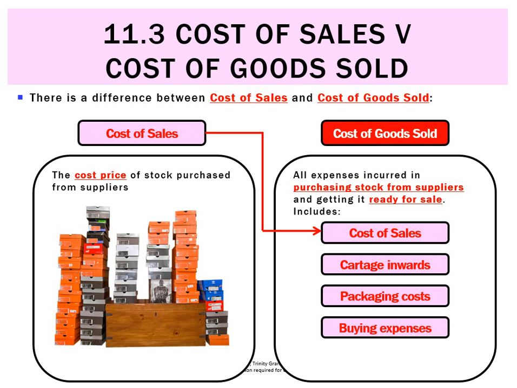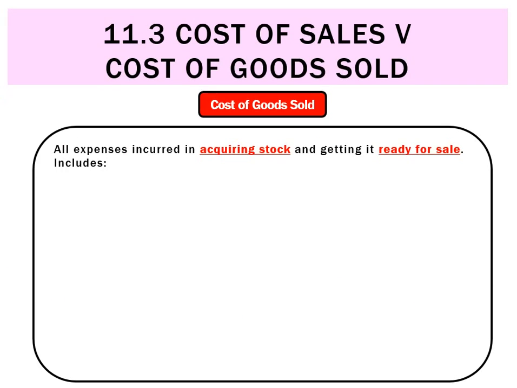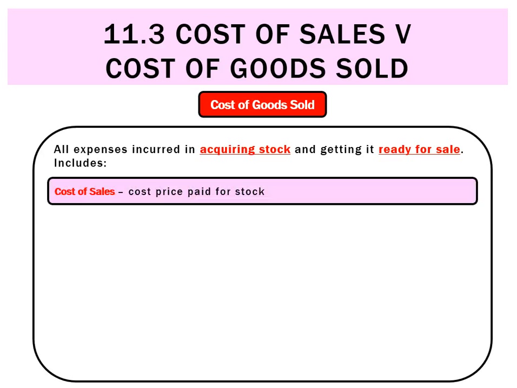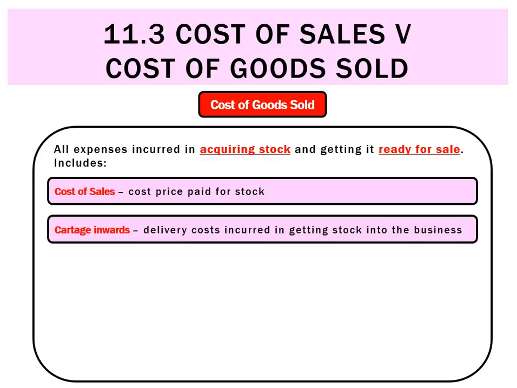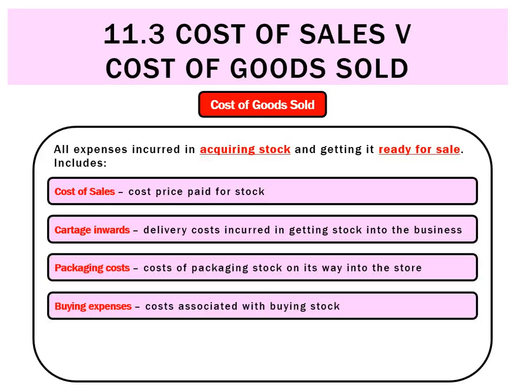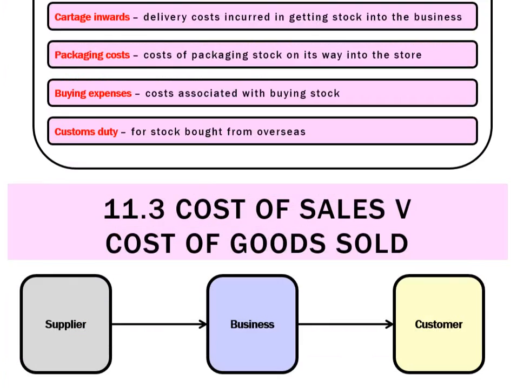Buying expenses, so any buying expenses we incur in purchasing stock and getting it ready for sale, that'll be a cost of goods sold. And lastly, we could have customs duties. That's a cost incurred in getting things imported from overseas. So if we're selling things that we've imported from China, for example, any customs duty, that's an expense incurred in purchasing stock from suppliers and getting it ready for sale. So that'll be a cost of goods sold. Let's solidify it as a definition. Cost of goods sold is all expenses incurred in acquiring stock and getting it ready for sale, and includes the cost of sales, the cartage inwards, the packaging costs, the buying expenses, and the customs duties.